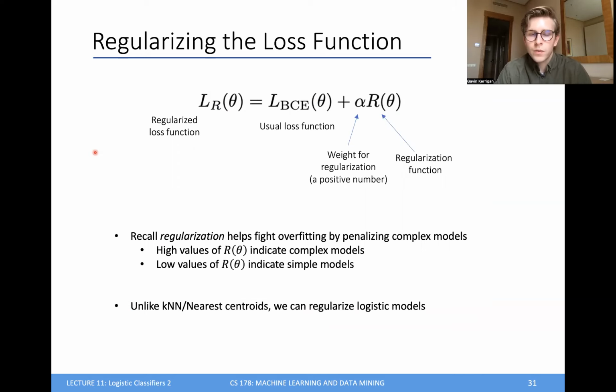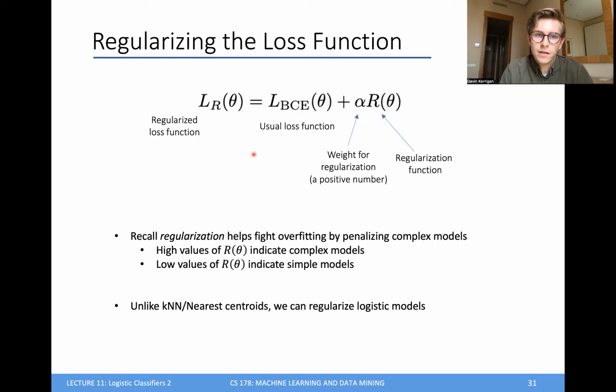And just a reminder of how this works is that we start with our usual loss function. In our case, it's going to be the binary cross entropy loss. And to that loss function, we add a new penalty term, r of theta, where this function r of theta measures how complex our model is with the corresponding weights theta. This is called the regularization function. And again, high values of r of theta indicate very complex models, usually models that have large weights. And low values of r of theta indicate very simple models.